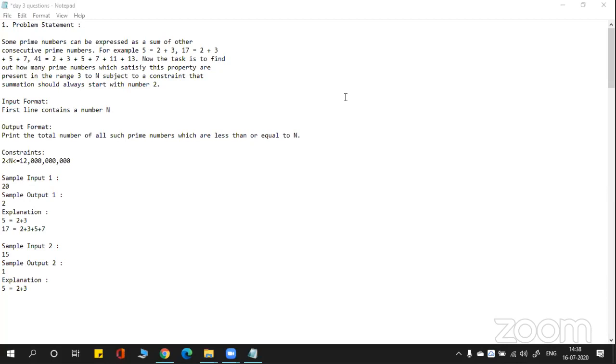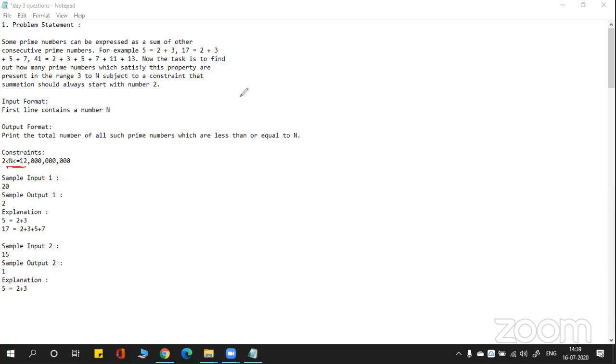I hope I need not explain this question, and that everyone can understand it. Let us see this question. What is given? Some prime numbers can be expressed as a sum of other consecutive prime numbers. They will be giving us an n value.